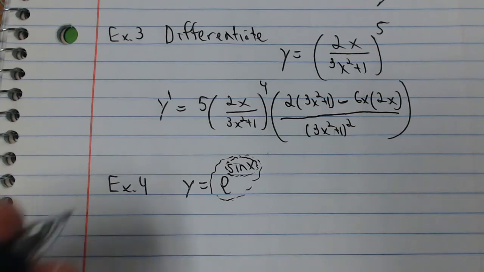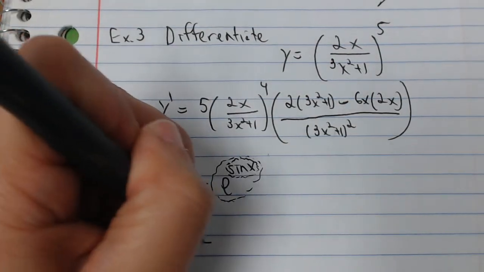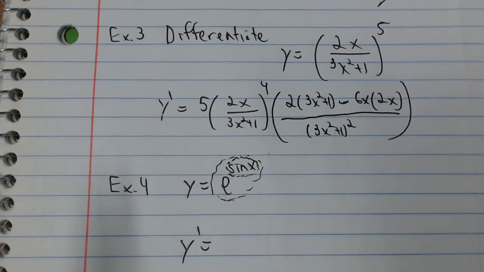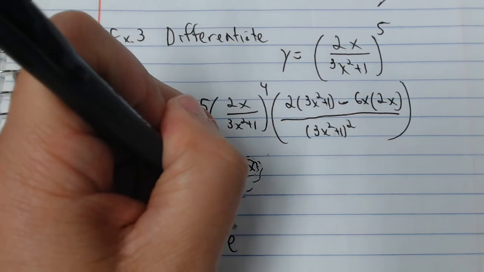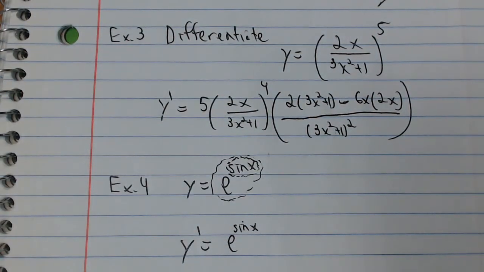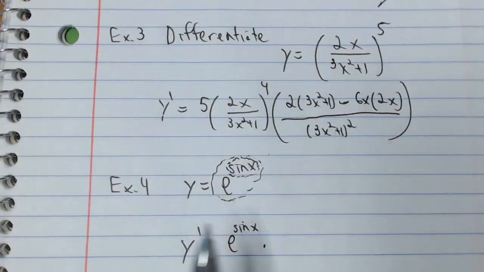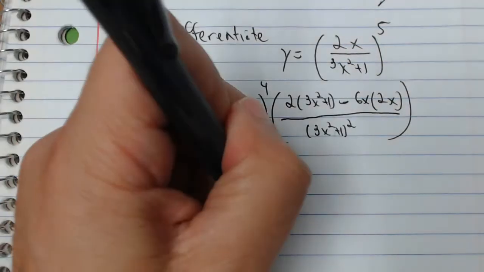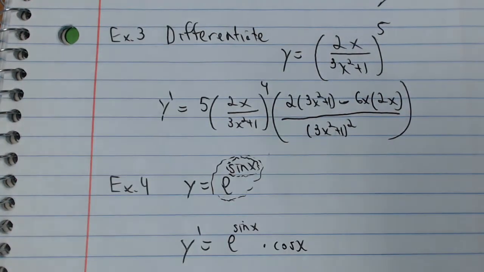To find the derivative, we ask: what's the derivative of e to the sine x? Remember, the derivative of e to the x is e to the x. So the derivative of the outside is just e to the sine x, where the sine x doesn't change because it just tags along, and it'll be times the derivative of the inside. What's the derivative of sine of x? Well, that is cosine of x. So there you have it: the derivative of e to the sine x is e to the sine x times cosine x.